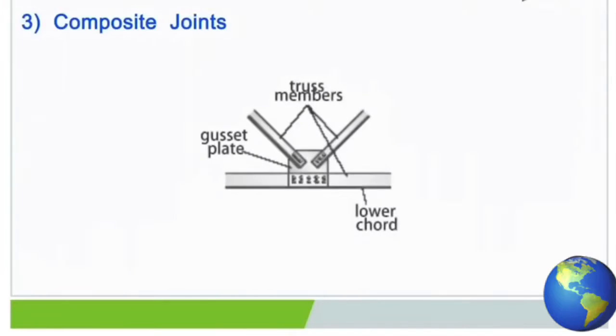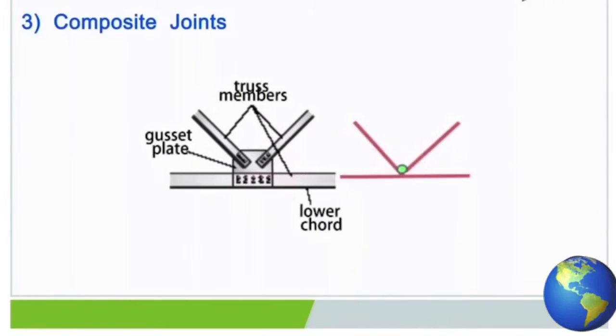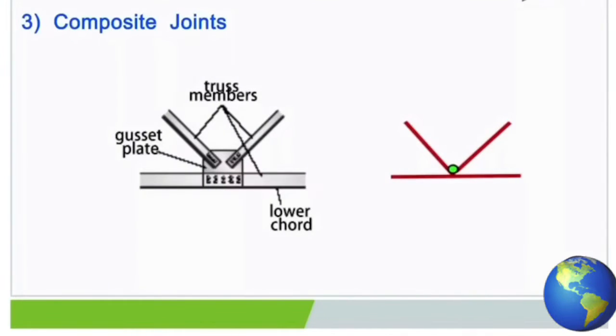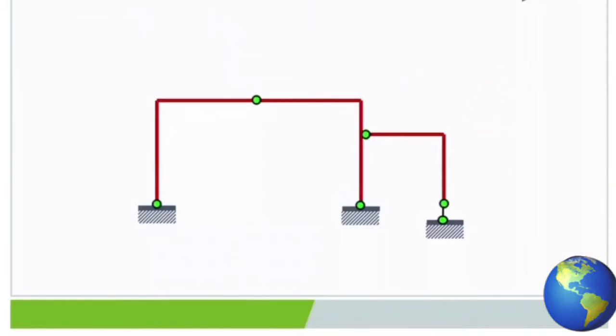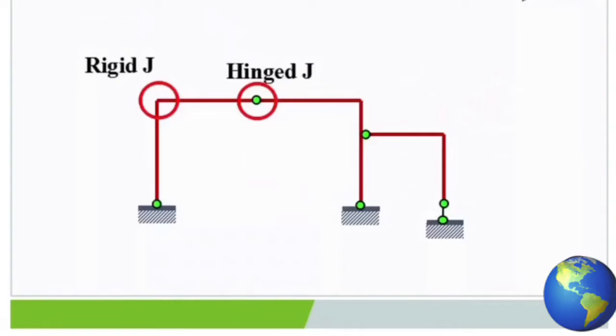In practical engineering, we could find the third type, composite joints. Look at this figure. We could use such a computing model to represent it. Another example, the two wooden members are connected. This is the computing model. They are all composite joints. Look at this structure. This is a rigid joint. This is a hinged joint. And this is a composite joint.